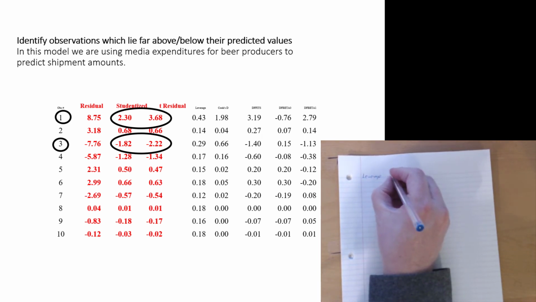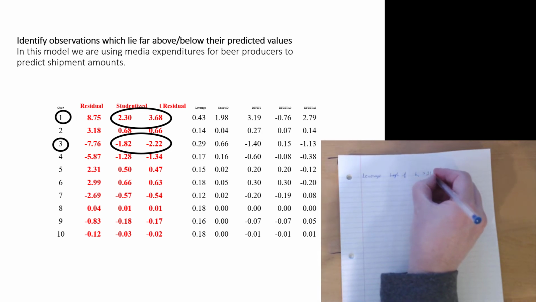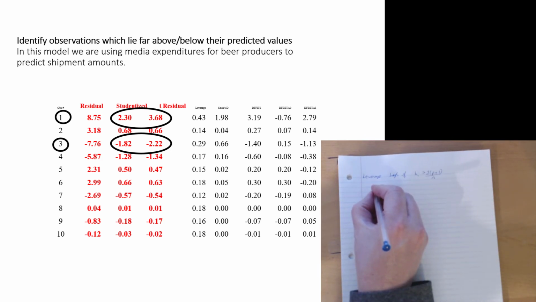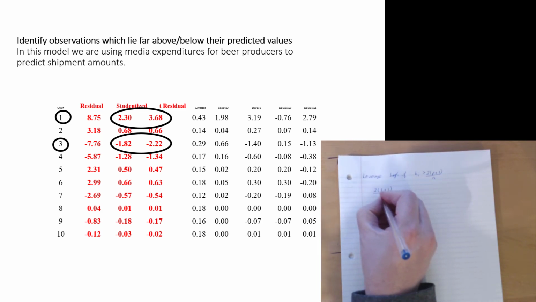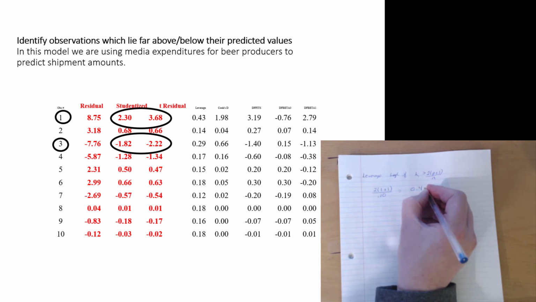Now remember, leverage is high if h_i is greater than 2(p+1)/n. Here we only have 1 predictor, p, so the leverage cutoff is 2 times (1 plus 1) divided by n, and we'll assume that's 10 observations. That means 0.4 in this particular situation. So if we have a leverage statistic higher than 0.4, it's a potential problem area.